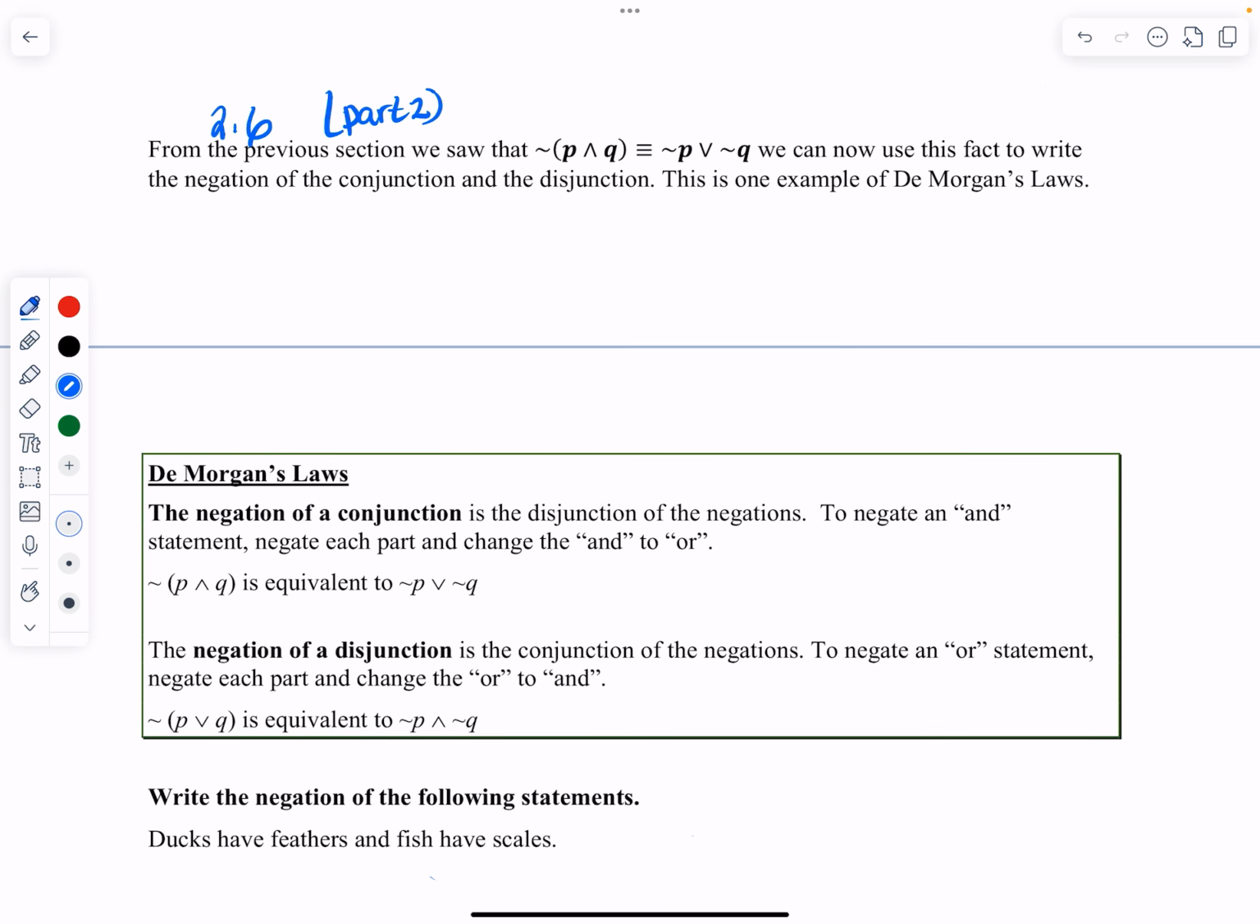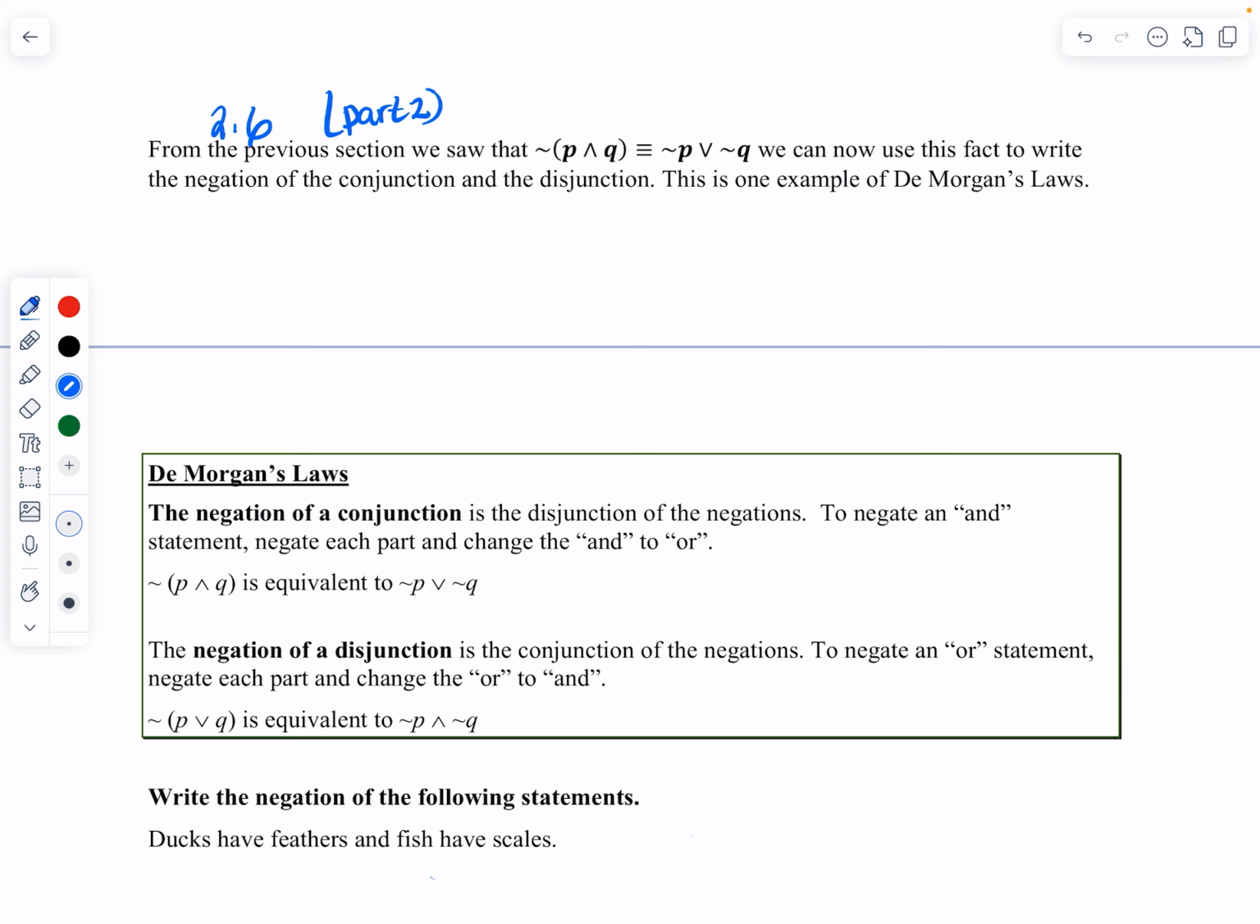Welcome back. This is 2.6 part 2. If you didn't watch part 1, please go back and do so, because we talk about the negation of the conditional. So the negation of the conditional is logically equivalent to P and negation Q. From the last section, we saw that the negation of P and Q is logically equivalent to negation P or negation Q.